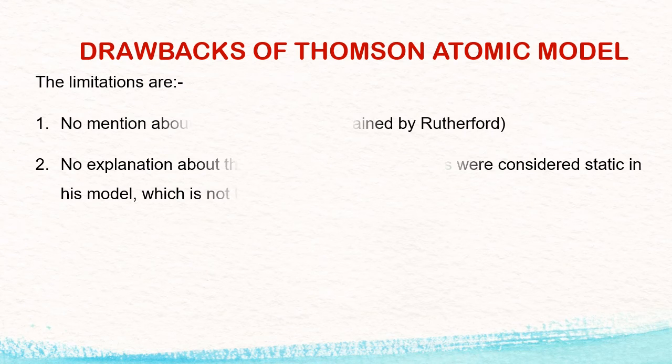I told already that though we enjoy certain models, they suffer from some limitations, merits and demerits. So after understanding the merits of J.J. Thomson's model, now we'll understand it suffers from one or two drawbacks. If these two drawbacks are removed or rectified, I think we'll go for the better model. Ultimately, our goal is to go for the better one. Limitation number one, no mention about the nucleus.